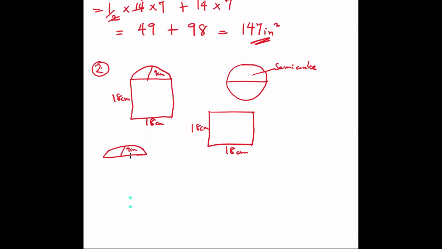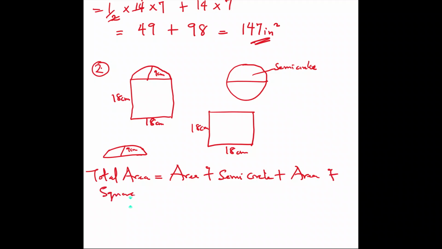9 centimeters, that's the radius. So the total area for this shape will be the area of the semicircle plus the area of the square. So total area is equal to area of semicircle plus area of square.